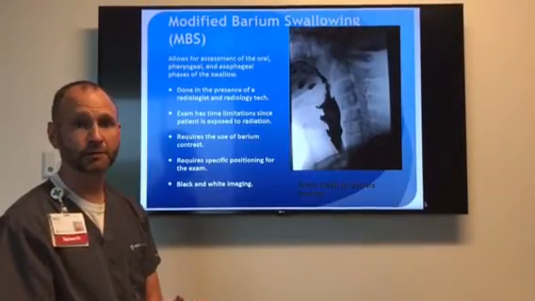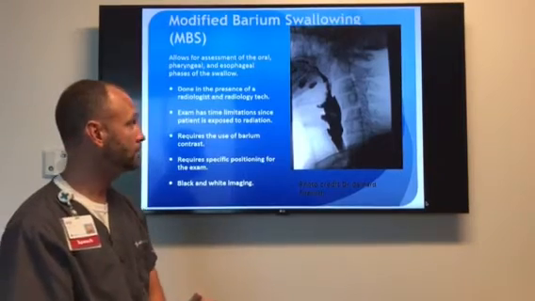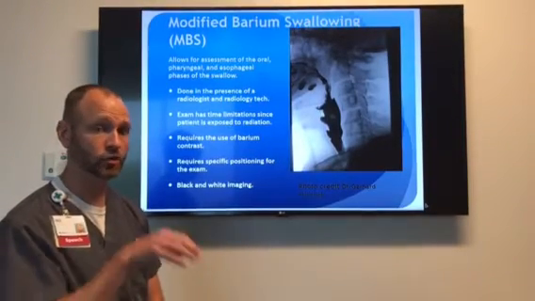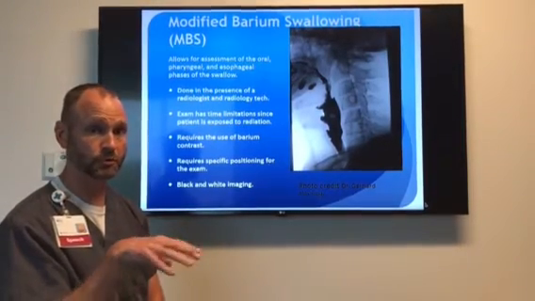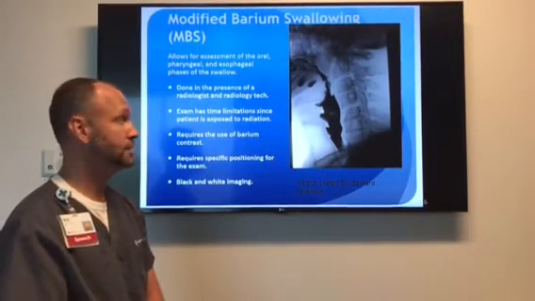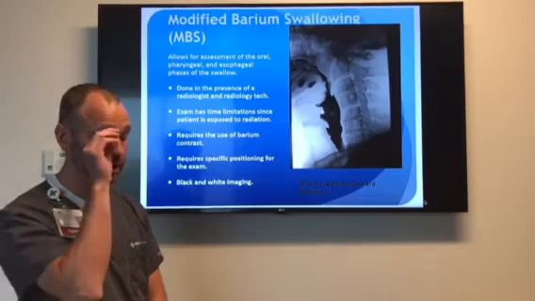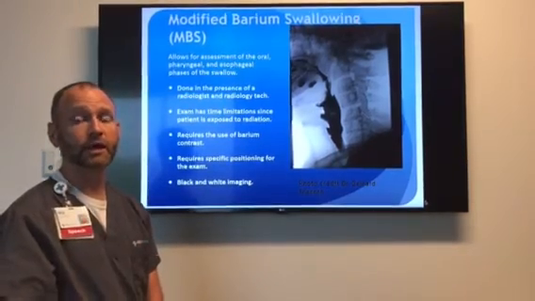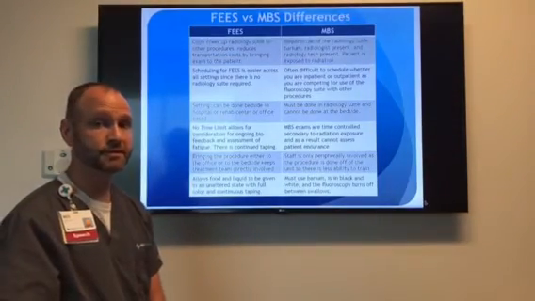And this is a modified barium swallow study. Obviously, a black and white picture. Again, you're not going to be able to see the vocal folds from a perspective of seeing both vocal folds. You're going to be looking at it from the side. It has to be done with barium in radiology with a radiologist and a radiology tech. This talks about the difference between a FEES and a modified.